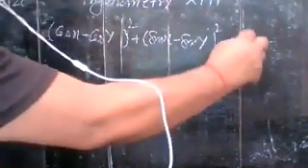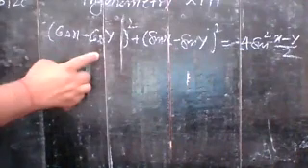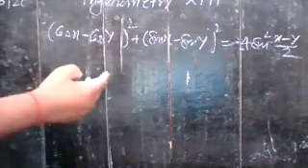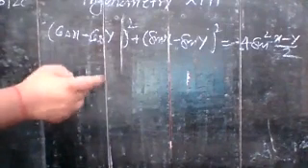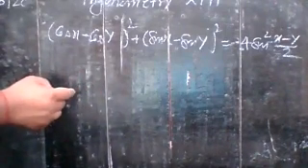Prove that (cos x minus cos y) whole square plus (sin x minus sin y) whole square is equal to 4 sin square (x minus y) by 2. You have to prove this result.